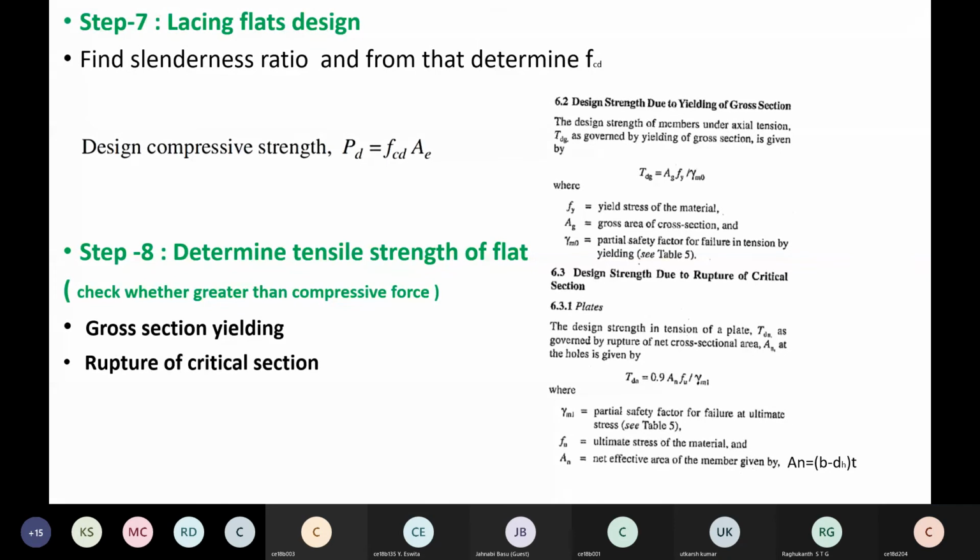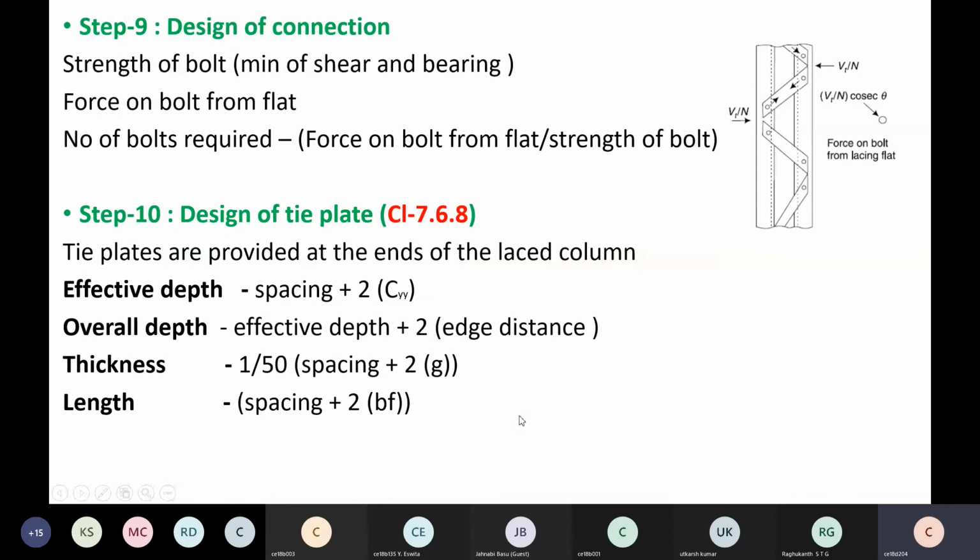113.35. So the least of the two will be 113.35, which is greater than the compressive force acting on the lacing, which is 19 kilonewton. So since it is safe, we'll go to the next step. We'll go for design of the connections.